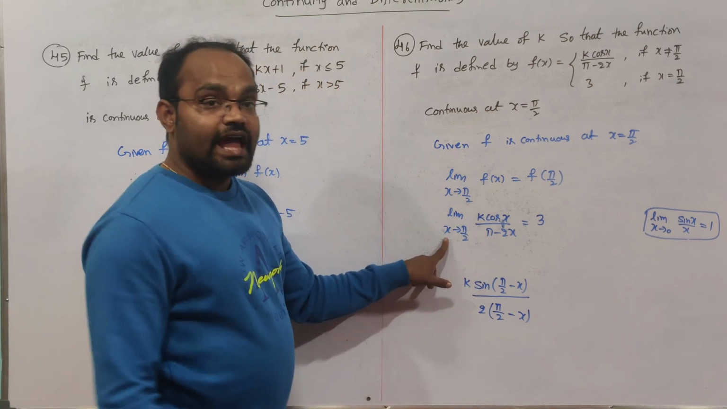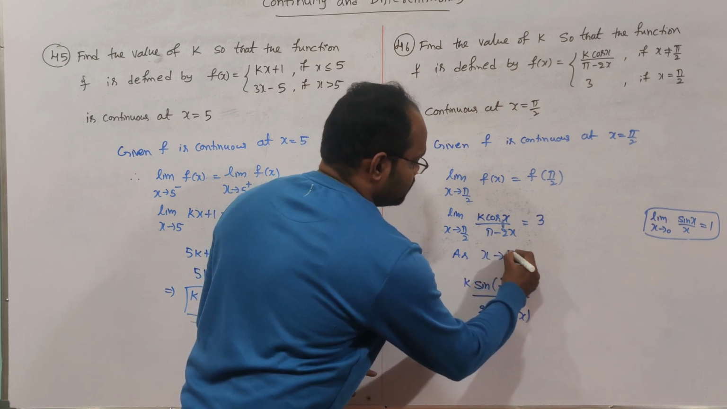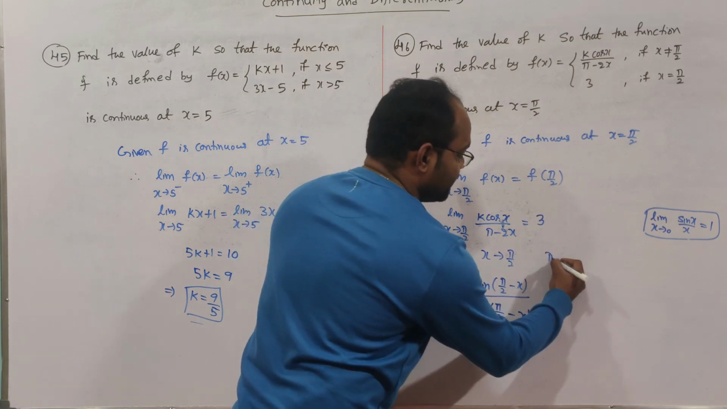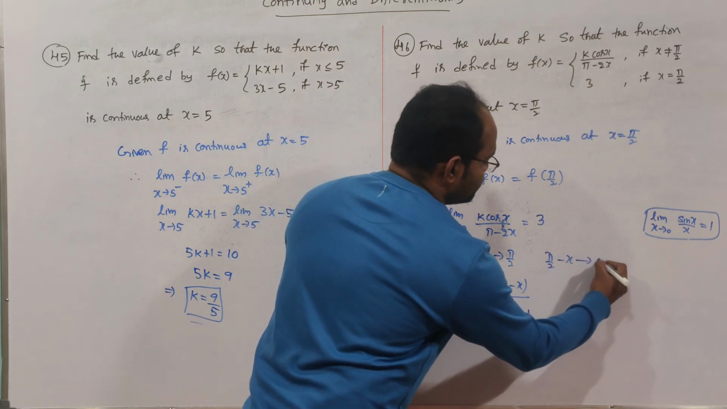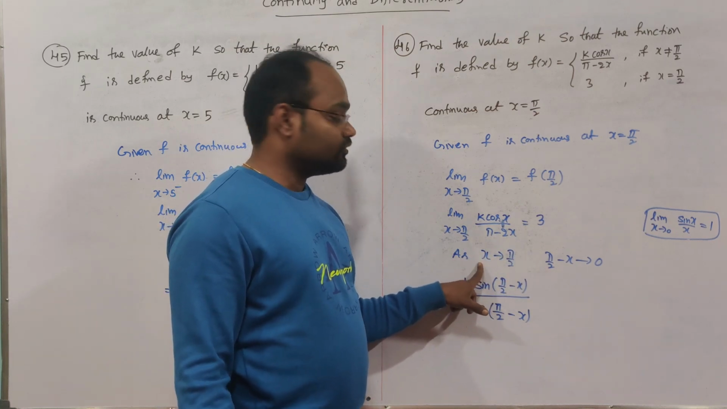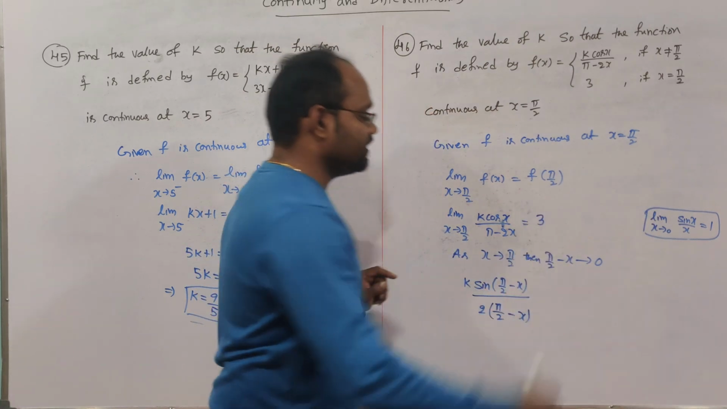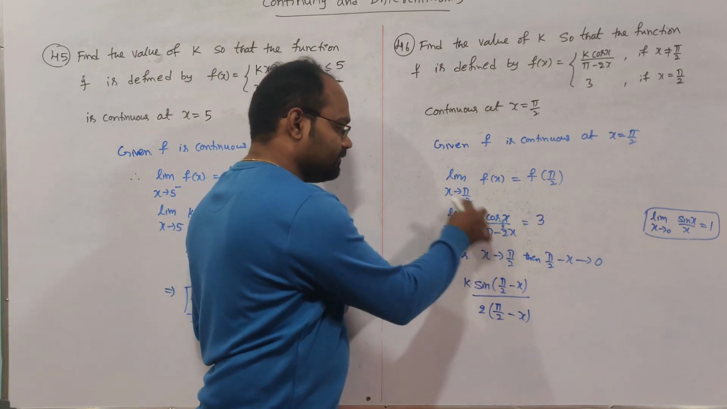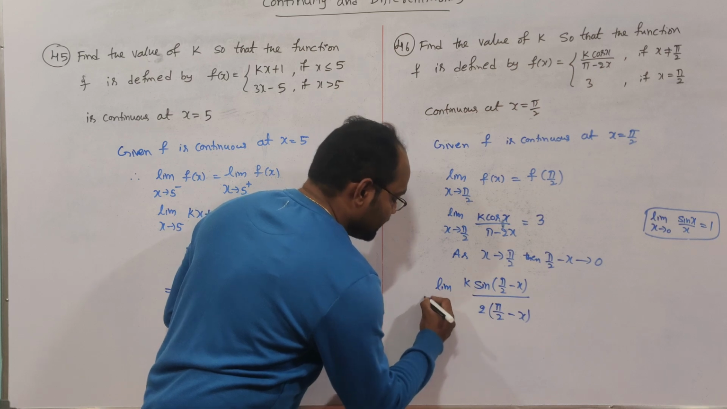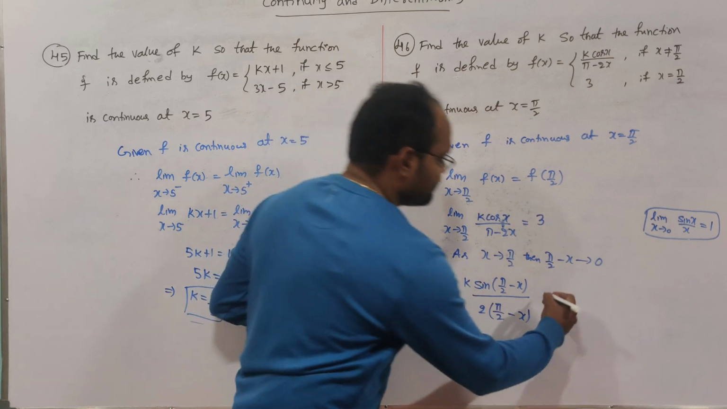Now x extending to pi by 2. ನ ಈ x ನ ಆ ಕಡೆಗೆ ಹಾಕಿದ್ರೆ pi by 2 minus x tends to 0. pi by 2 minus x will tend to 0. So instead of limit x extends to pi by 2, ಇದನ್ನು ಬರೆಯೋದ್ರ ಬದಲು I can write limit pi by 2 minus x, this will tend to 0. RHS ಸೇಮ್ ಇದೆ 3.